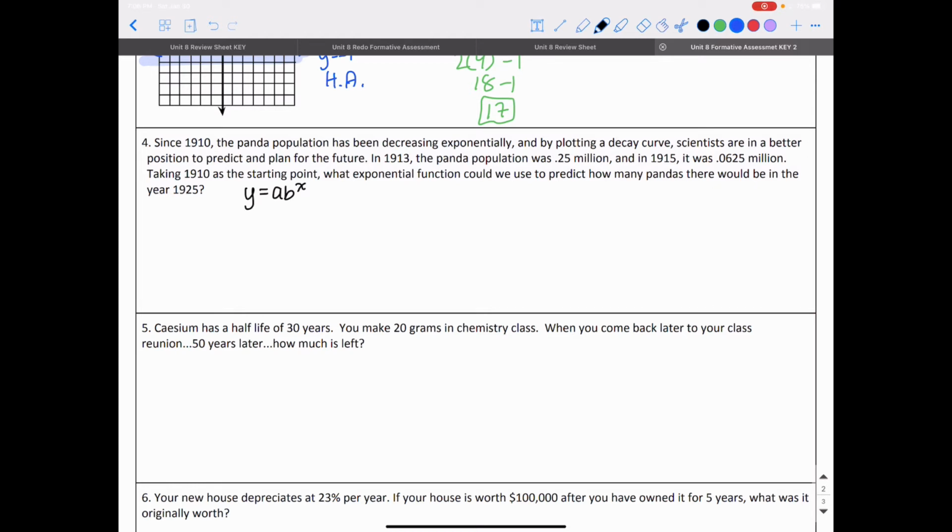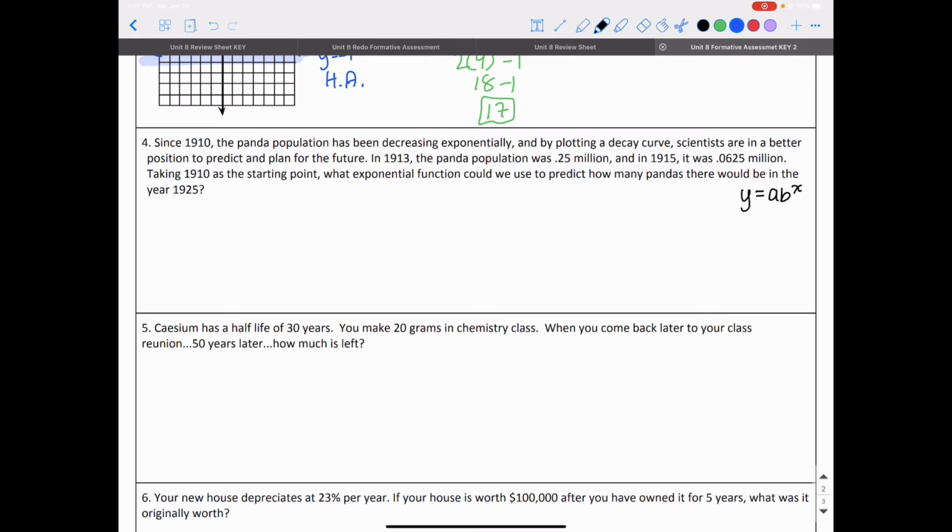I don't know what A is, and I don't know what B is. I don't have those values. I'm just going to move this to the side. I don't have A and I don't have B. I need to figure out what they are. And if I'm missing two variables, the only way I can solve for those variables is if I create a system of equations to solve. I need two equations to solve if I'm missing two variables.